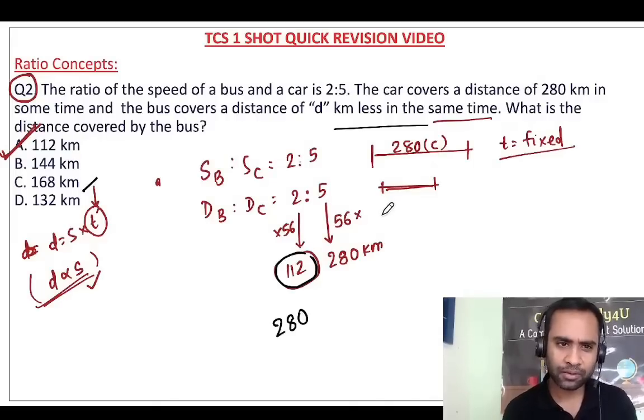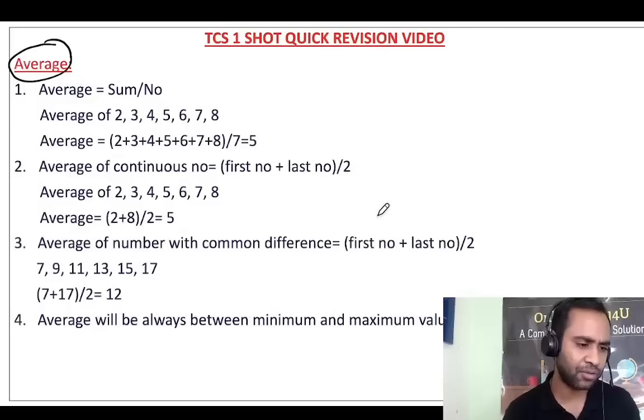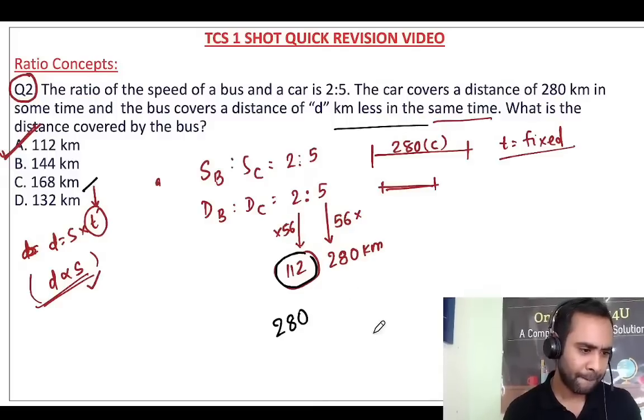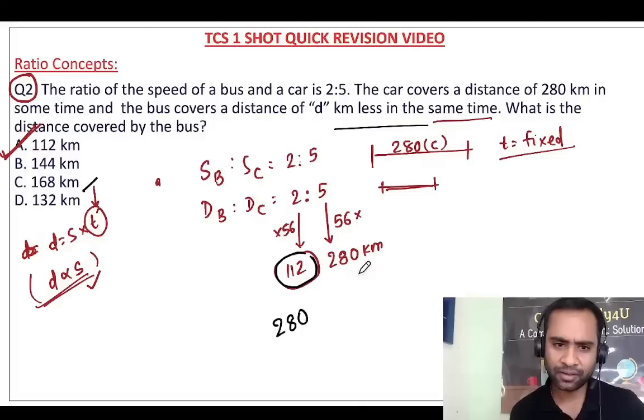So then the bus covers a distance of d kilometer less in the same time. Okay, we will see. You solve the next question. 168, how are you getting 168? It is 5 fives are 25, 5 sixes are 56. It is correct, no? So 2 is to 5, 2 is to 5.